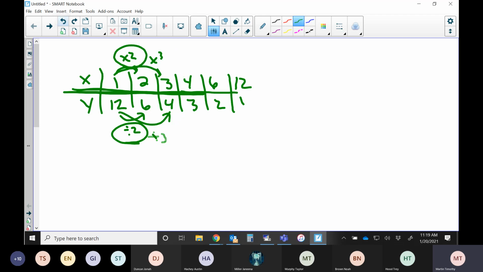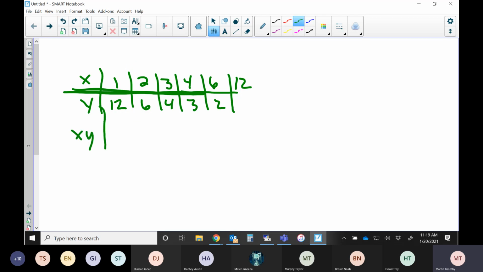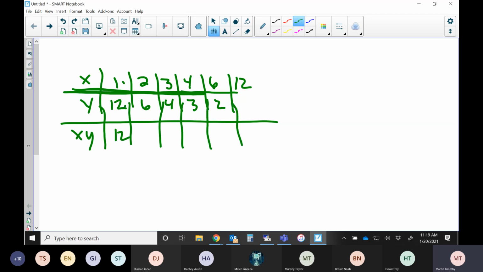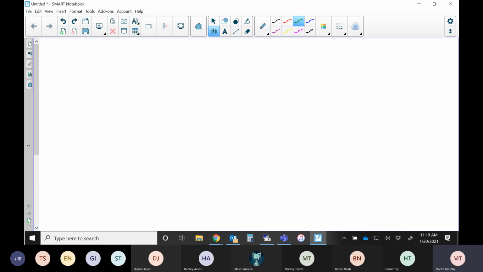Another easy way to see if they do that, a quicker way, is just to take the x and the y and multiply them together. And if it is an inverse variation, it will give you the same number every time. So when I multiply this times this, I get 12, 12, 12, 12, and 12. So you can tell that this, yes, is an inverse variation. So the question is, is this an inverse variation?